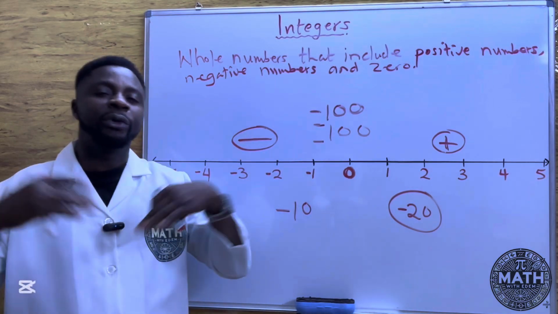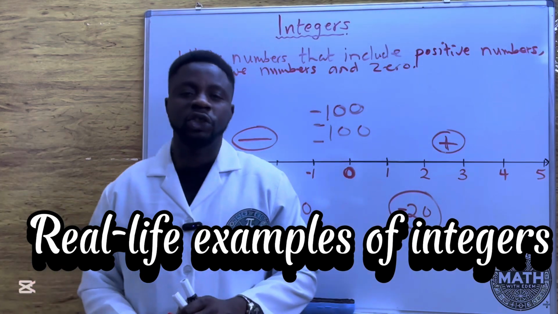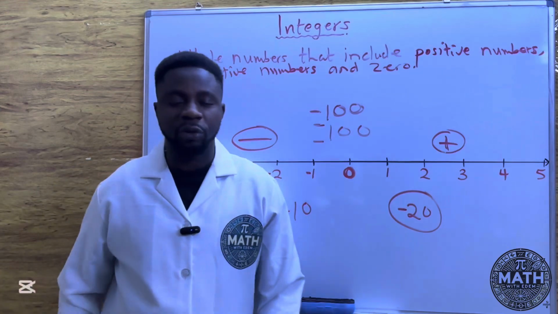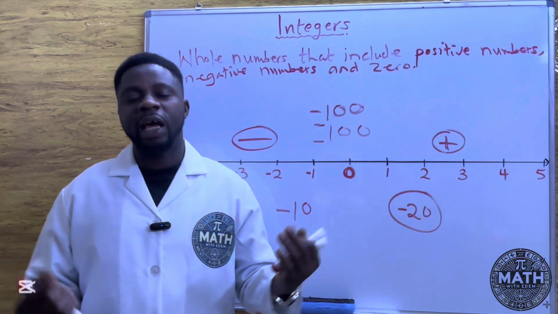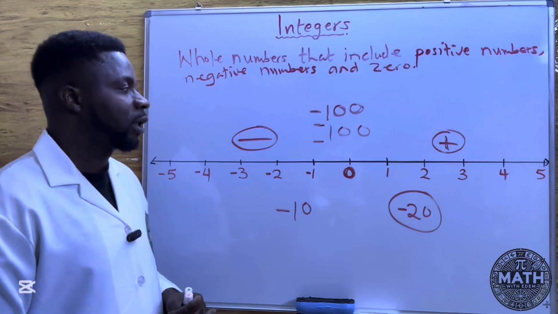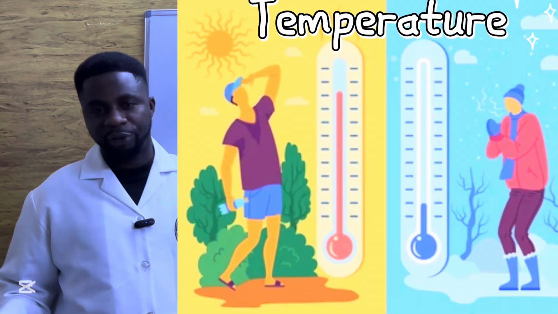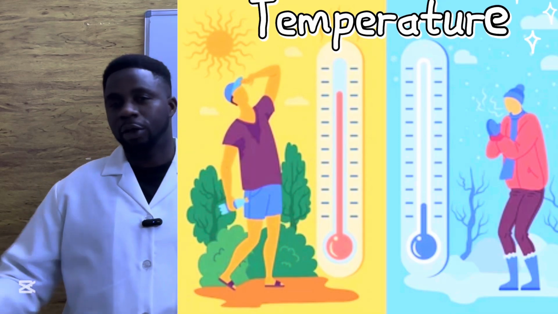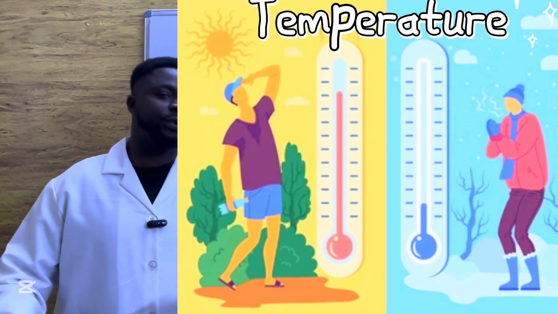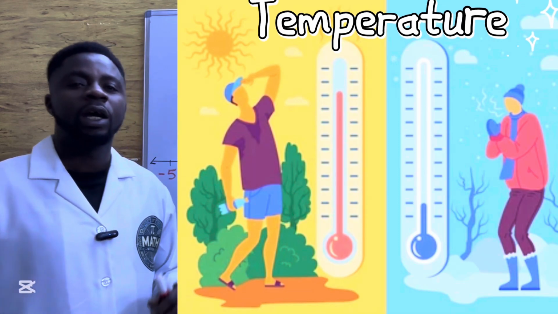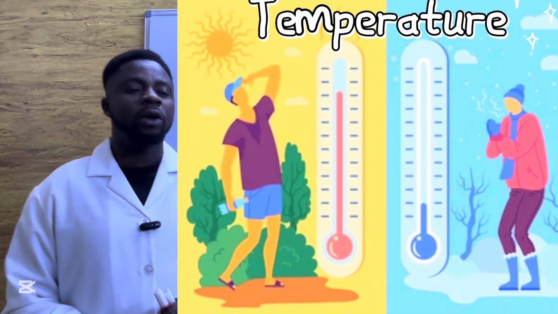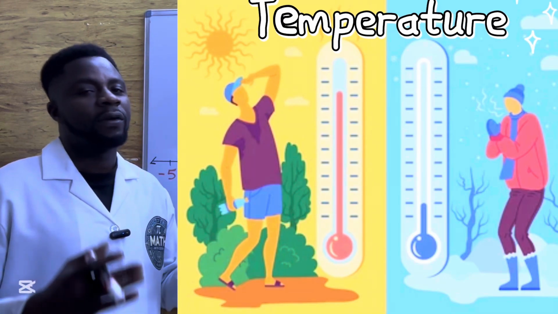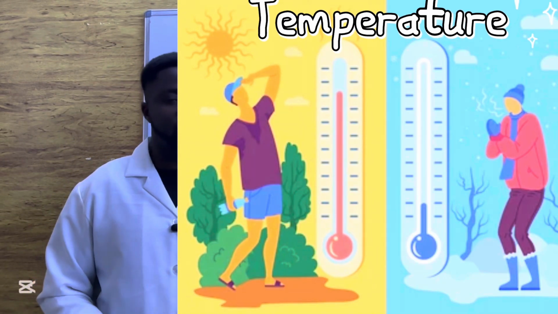So what are some of the real life examples of integers? I want you to write in the comment section some of the real life examples of integers. Some of the real life examples of integers is temperature. On a very hot day, the temperature can be 40 degrees Celsius. This represents a positive number. And then on a very freezing day, the temperature can be negative 5 degrees Celsius. So you see that this is a negative number.